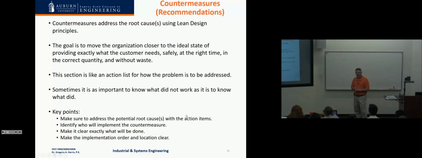How the goal of Toyota in their production operations is to optimize production, right? Minimize all of the waste in that system and allow us to produce in the most efficient way possible, because that's where we make profit, right? The goal is to move the organization closer to the ideal state. We're going to talk about current state, future state, and what that might mean. It's an action list of the problems and how they're going to be addressed.